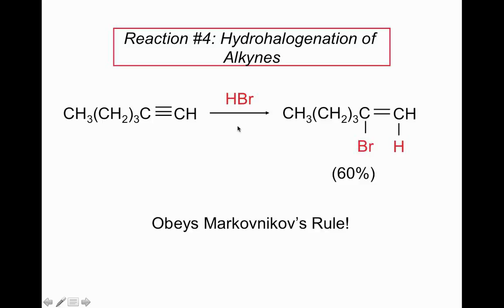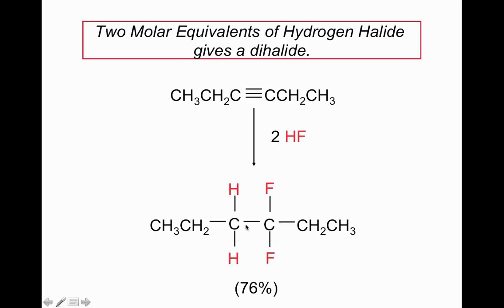We add the hydrogen to the carbon atom in the triple bond that contains the highest number of hydrogens on it. Thus, the hydrogen goes to the terminal carbon while the bromine goes to the internal carbon in our final product. Notice what happens if you add two equivalents of a halo acid to an alkyne. Because there are two pi bonds, both equivalents of HF in this case can add across both of the pi bonds to give us a dihalide instead of a single monohalide.